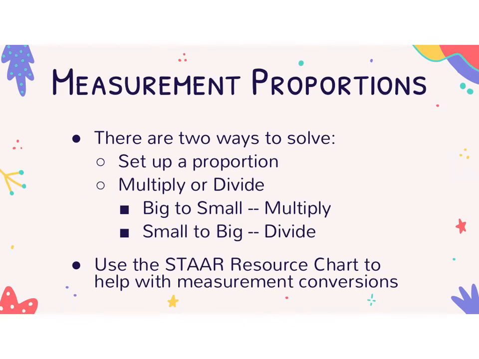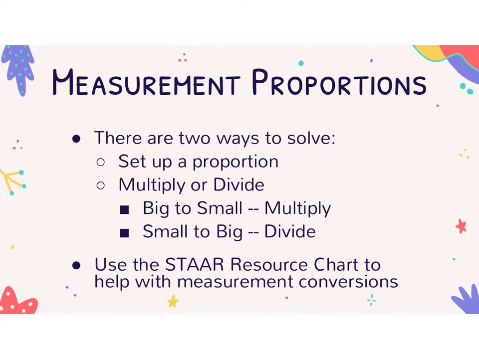When we are solving measurement proportions, there are 2 ways to solve. The first way is to set up a proportion, cross multiply, and divide to get our variable by itself. The second method is to determine whether or not we will multiply or divide. So remember, if you're moving from a bigger unit to a smaller unit, we will multiply. And if we're moving from a smaller unit to a bigger unit, we will divide.